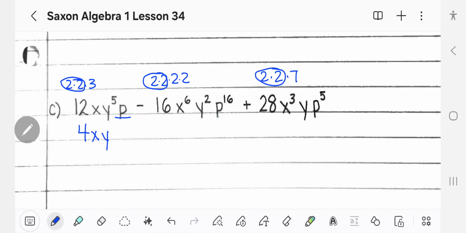Now I'm going to look at our p's. I can see that it's going to just be p because that's the only thing that they all have. So 4xyp is your answer to C.